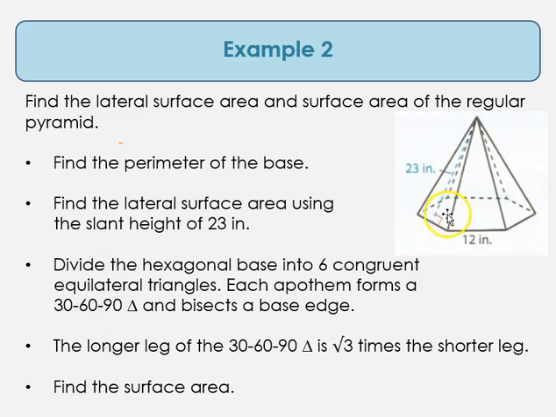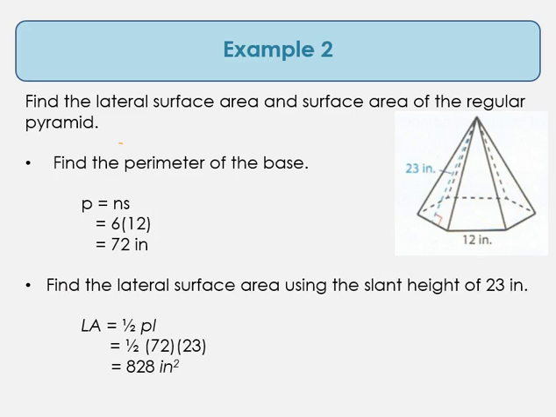And with hexagons, we do these a little differently. You have to divide the hexagonal base into 6 congruent equilateral triangles. Each apothem forms a 30, 60, 90 triangle. We've been using this since chapter 7, and it bisects a base edge. The longer leg of that triangle is square root of 3 times the shorter leg, as we've learned from using our ratios, and then we find the surface area. So those are the actual steps for solving this particular pyramid, and let's do it.